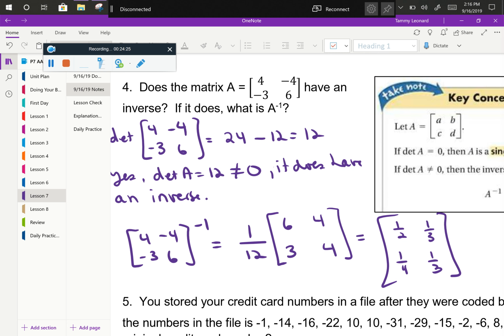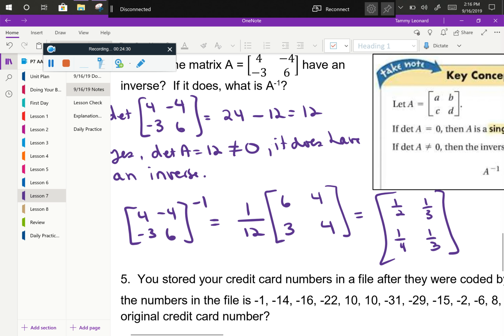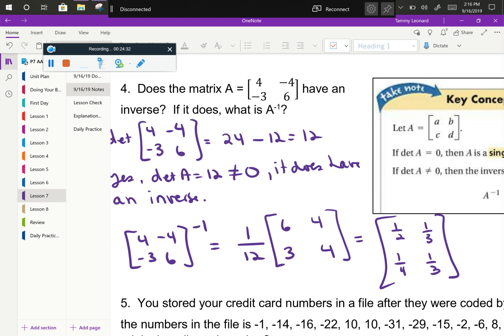Does everybody have that written down? Yes? Okay. So that 1/12 comes from what again? The reciprocal of the determinant. Is that okay? Yeah, it makes sense. So the 1/12 is the reciprocal of the determinant. All right, so we're going to look at a couple things.